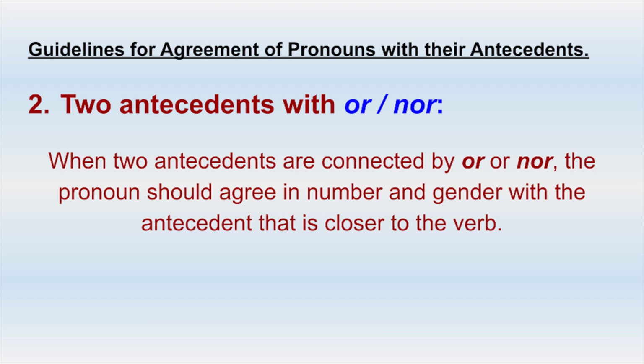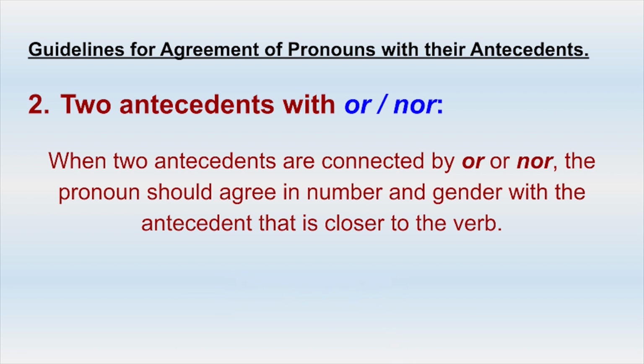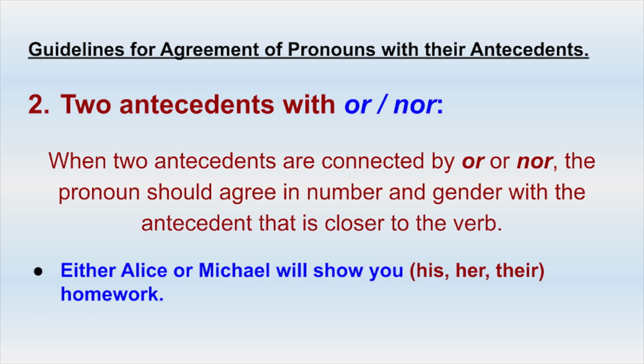Guideline number 2: Two antecedents with or/nor. When two antecedents are connected by or/nor, the pronoun should agree in number and gender with the antecedent that is closer to the verb. For example, either Alice or Michael will show you his, her, or their homework. The antecedent that is closer to the verb is Michael.